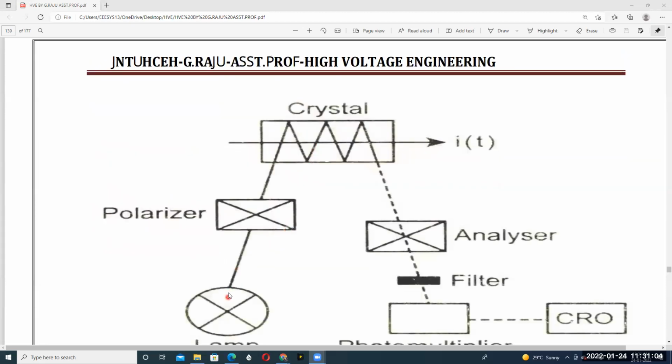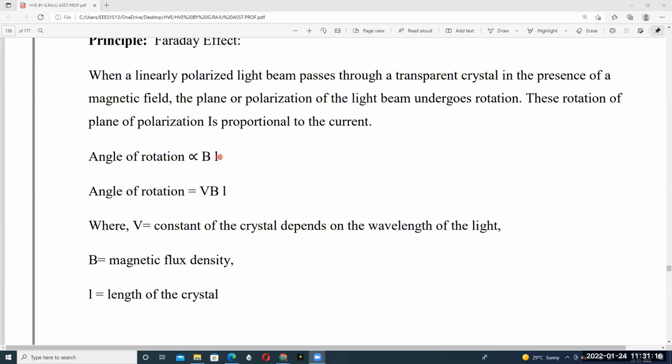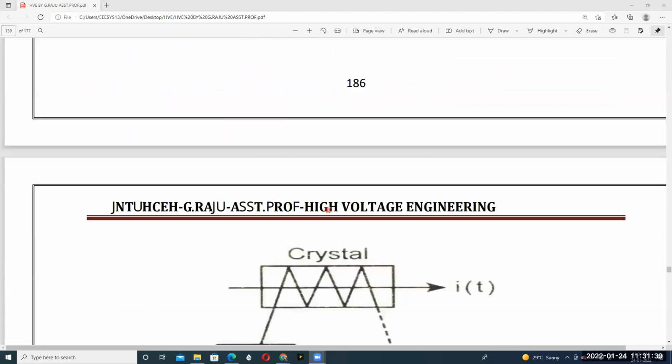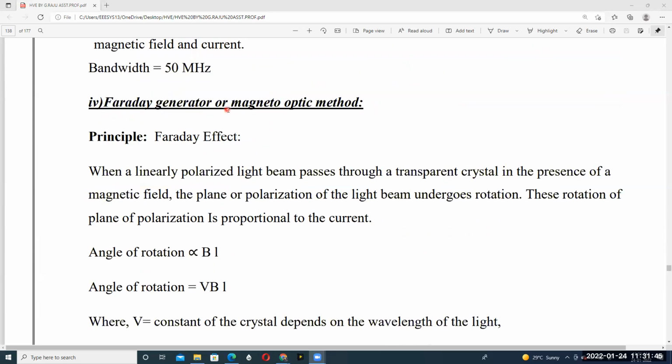The light beam passes through the crystal, is rotated like this, and reflected back. This angle of rotation depends upon the magnetic flux density and the length of the crystal. The angle of rotation is equal to V into B into L. V is called the constant of the crystal, and it depends upon the wavelength of the light. B is the magnetic flux density, and L is the length of the crystal. This is the working principle of this method for measurement of high current, the Faraday generator or magneto optic method.